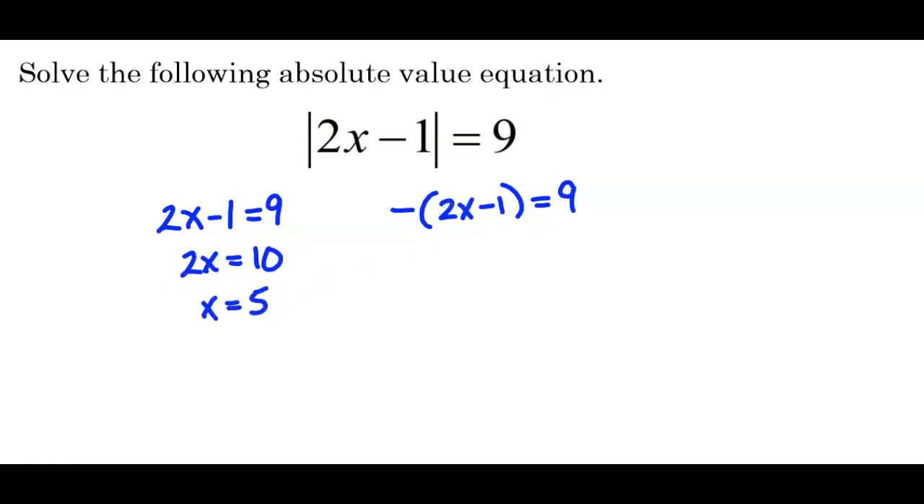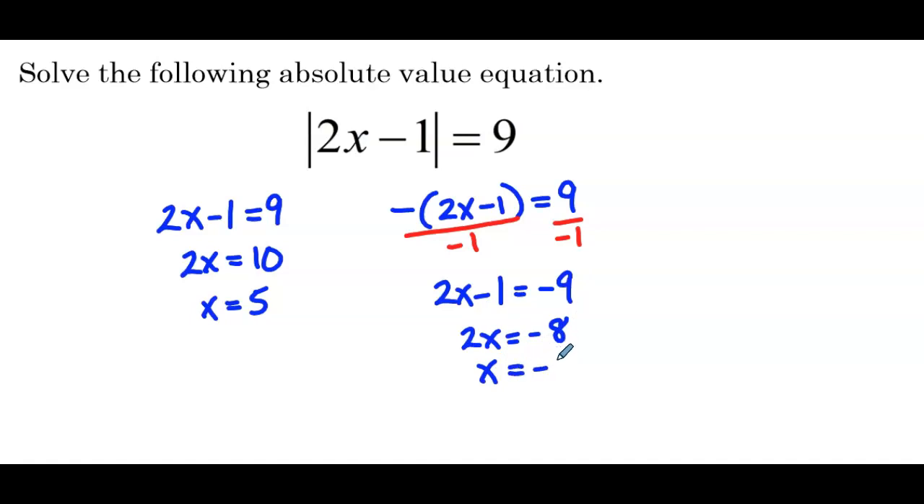Now in this case, I'm going to divide both sides by negative 1 first, just to show you an alternative way instead of distributing. So we'd have 2x minus 1 equals negative 9. Add 1, so 2x equals negative 8. Divide by 2, x equals negative 4. So our solution set is negative 4 or 5.